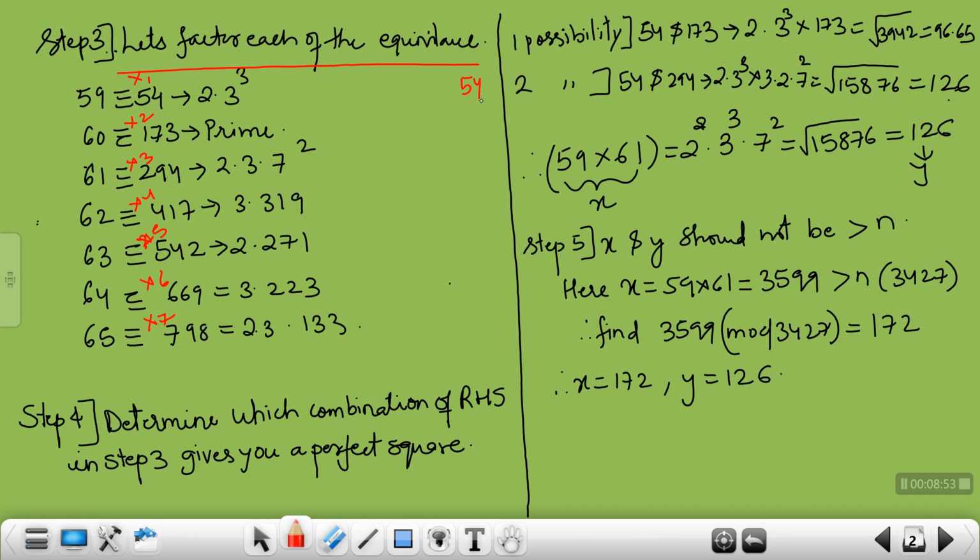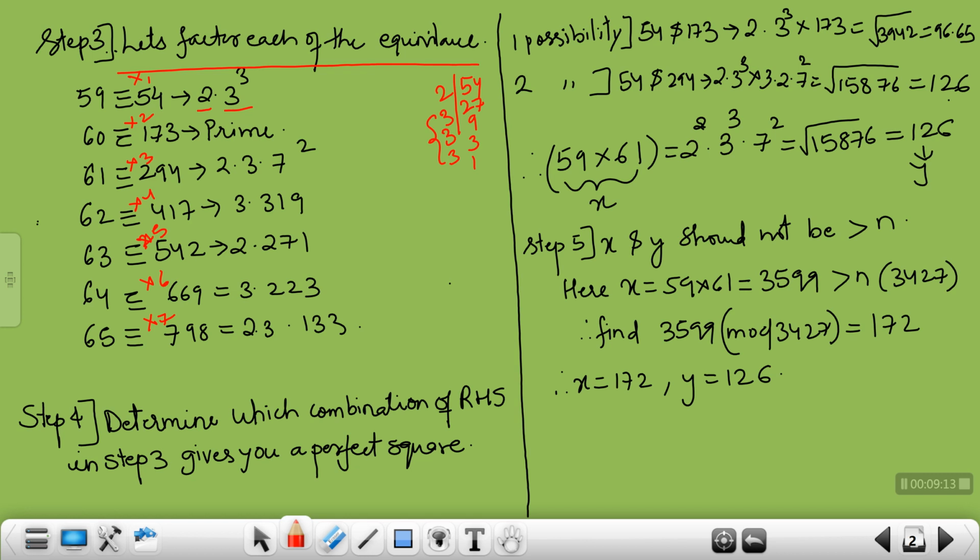So when I find out the factors of 54, what do I get? 2 2s are 4, 2 7s are 54, 3 9s are 27, 3 3s are 9, 3 1s are 3. So what is the factorization? 2 into 3 raised to 3, so this is nothing but 3 raised to 3 into 2. Now similarly 173. There are no factors of 173 because it is a prime number.